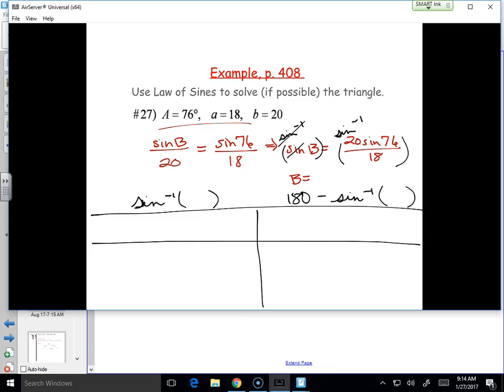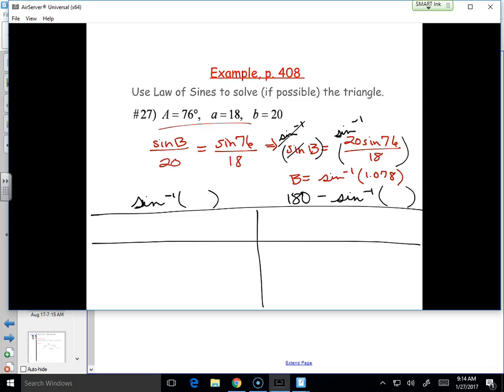I know I don't usually ask you to do this, but what is 20 sine of 76 divided by 18? Give me the decimal before sine inverse. 1.078. Wait, why is that not good? Why is your calculator hating that? Oh, it's not good. It should be hating it. It's telling you you're getting the right answer.